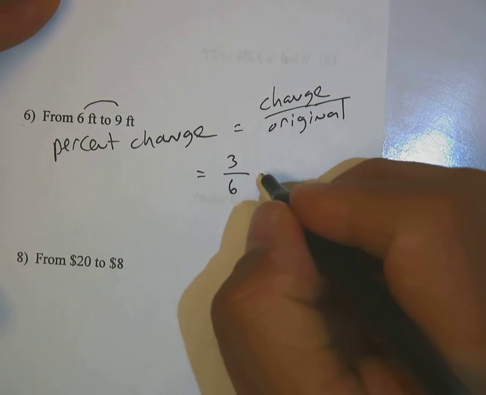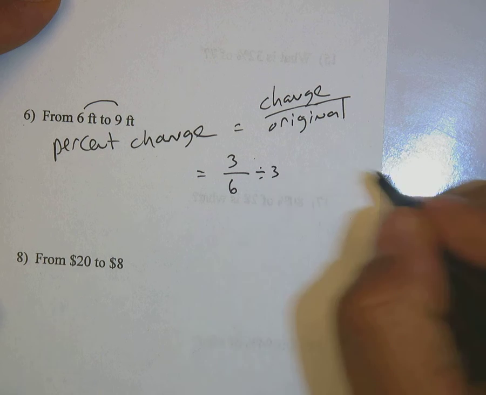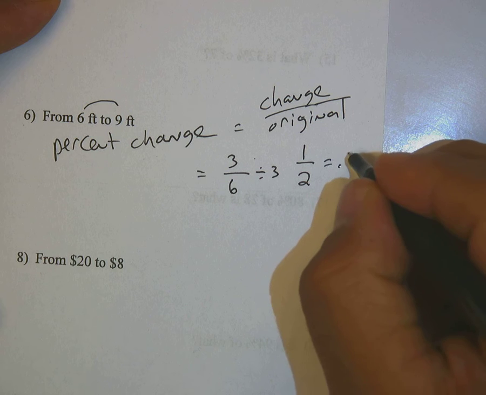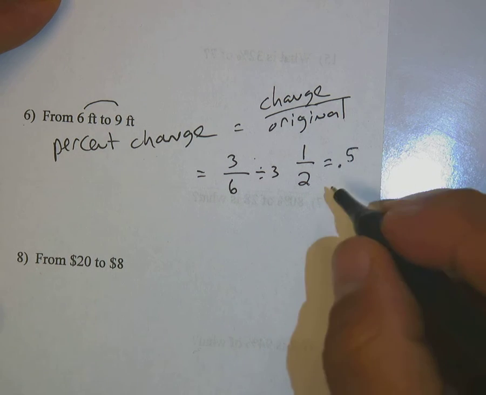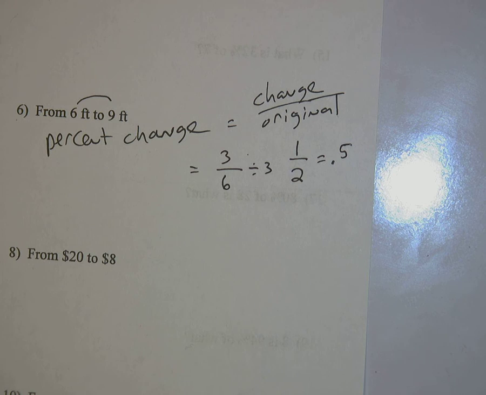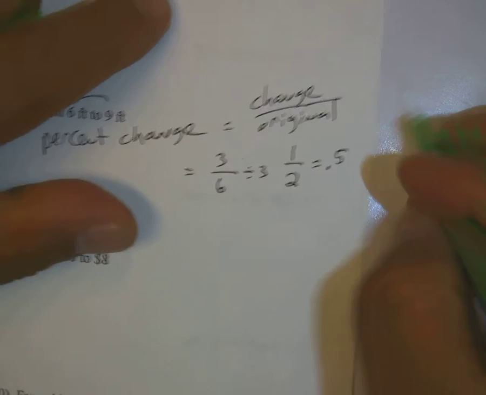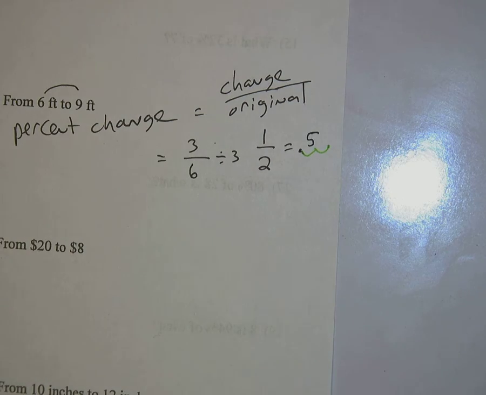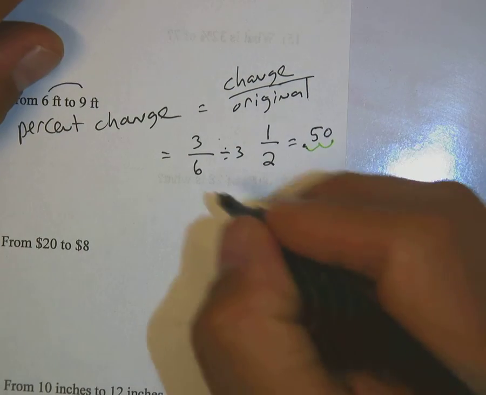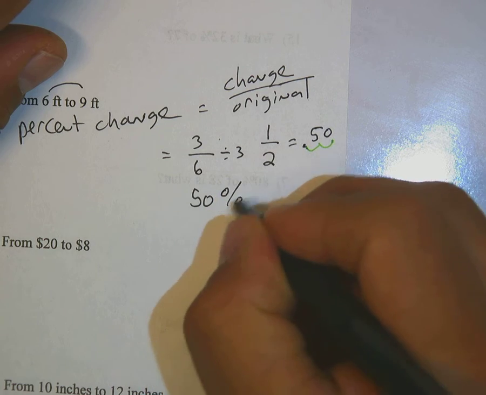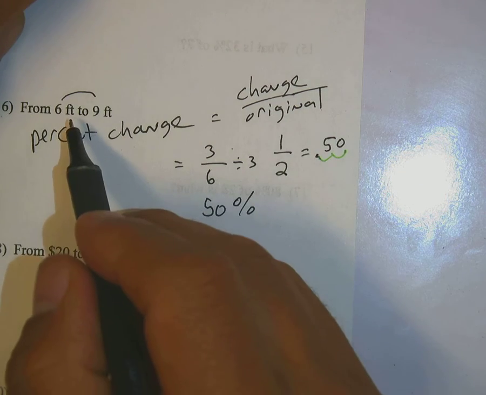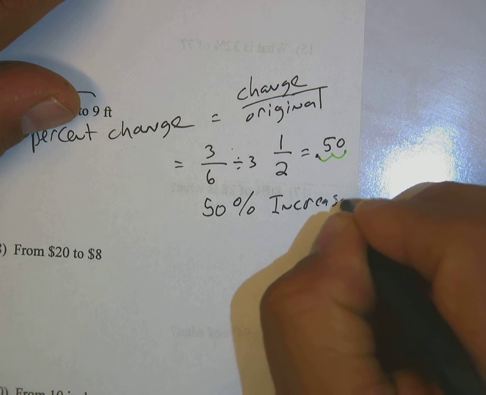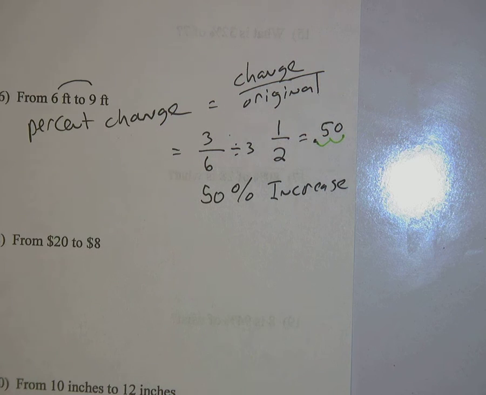Okay, and then 3 out of 6, well, you can just simplify that by 3, and you get 1 over 2. Well, I know 1 over 2 is 0.5, and to make this a percent, all I gotta do is move the decimal 1, 2, and I'm gonna put a 0 here, and so my answer is 50%. And 50% what? Well, 50% increase because we went from 6 to 9. So this would be 50% increase, which would be the answer there.